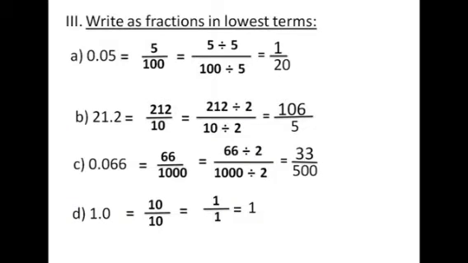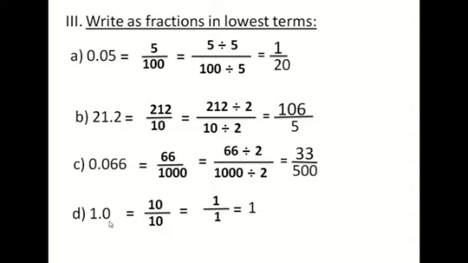Third main, write as fractions in the lowest terms. Question number A, 0.05. So it will be 5 by 100. So now both are divisible by 5. If you simplify, it will be 1 by 20. Next, 21.2. So it is 212 by 10. Both are divisible by 2. So after simplification, it will be 106 by 5. C, 0.066. So it is 66 by 1000. If you divide numerator and the denominator both by 2, it will be 33 by 500.